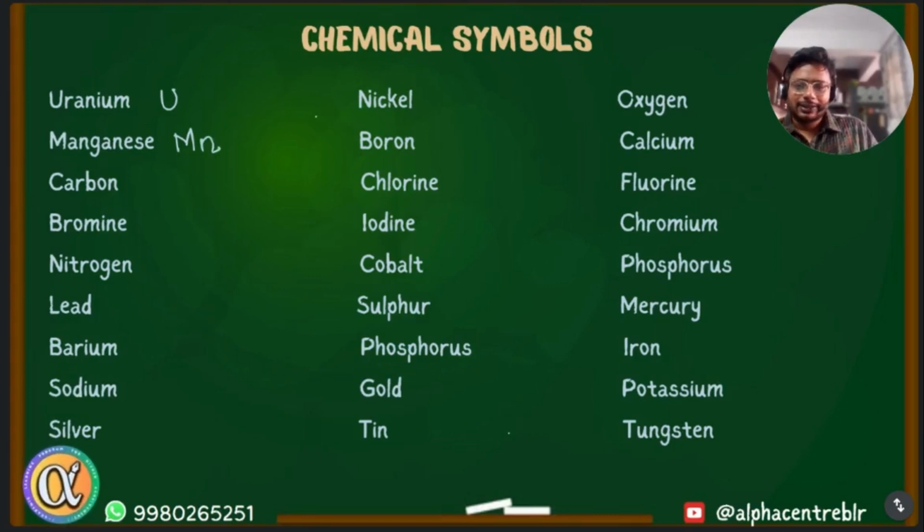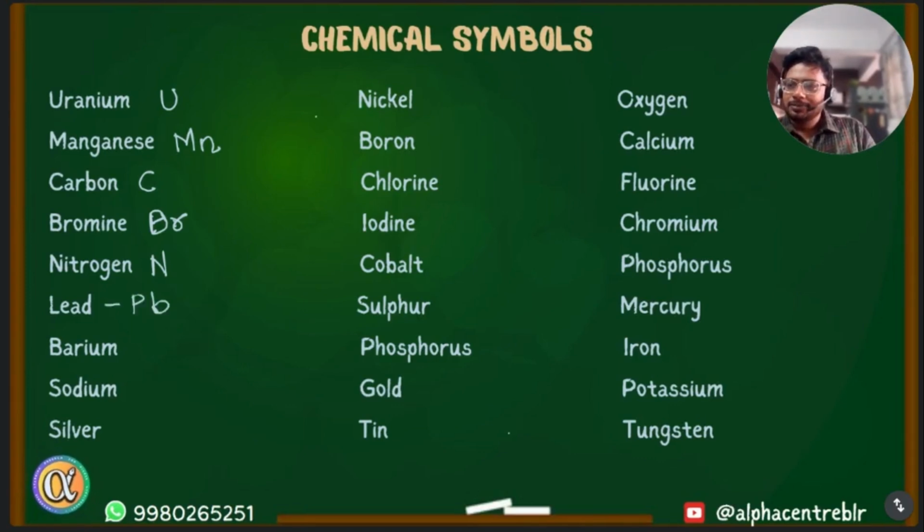For carbon, just a C. What is the symbol for bromine? Br. Very good. What is the symbol for nitrogen? N, just an N. Next element is lead. What is the symbol for lead? Pb. Vanshika, can you tell me the next one? Barium, Ba. Okay. Lashya, what is the symbol for sodium? Na.